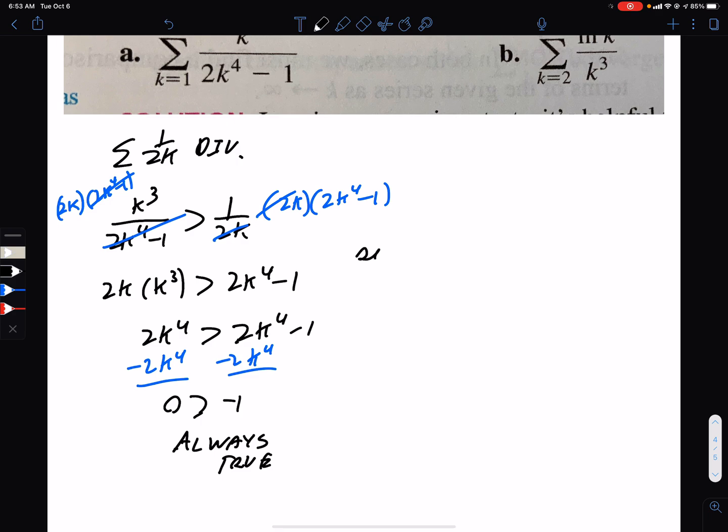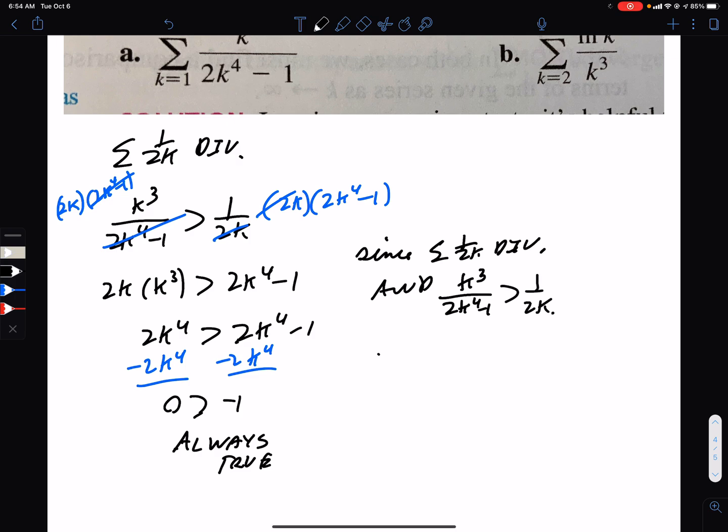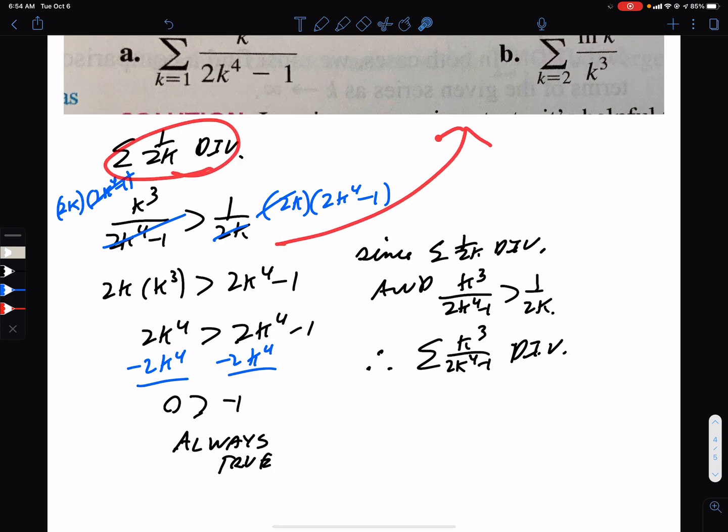Since 1 over 2k diverges and k cubed over 2k to the 4th minus 1 is greater than 1 over 2k, therefore the series diverges. That's the comparison test. So what we did, we have a known divergent series that keeps getting bigger. We proved that we have an unknown that's bigger, therefore the unknown must also diverge. That is an example of comparison test.